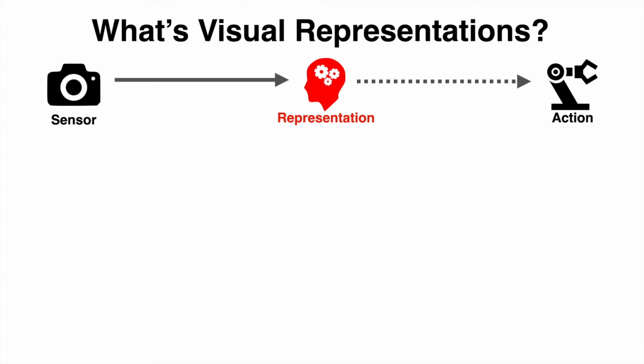So from this chart, we can see that the representation of the world is really the most critical part of the whole pipeline, because what the representation is determines everything else, from how you're going to process the sensory input to what kind of action you can perform.